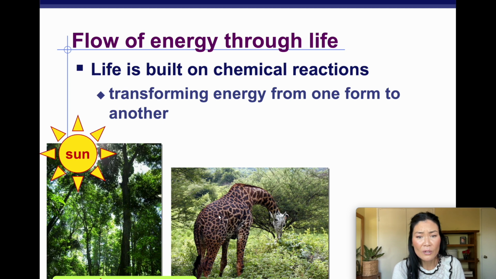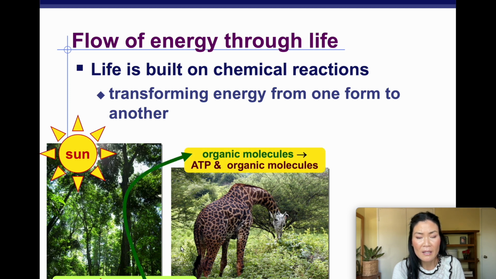And then when herbivores like this giraffe eat the plant material, they're gaining that plant material and breaking it down. There's chemical reactions happening in the giraffe. They're taking that organic molecule and they're going to use it to make ATP, again, primarily in the mitochondria in cellular respiration. And then also they're going to use the organic molecules to make more organic molecules. Like the giraffe has to grow.